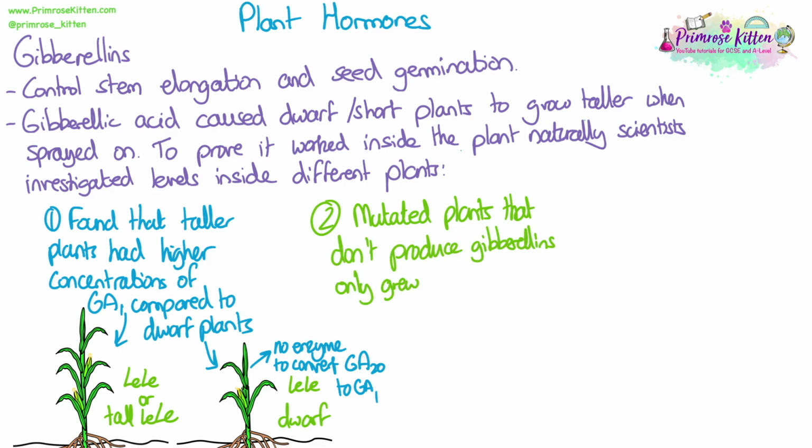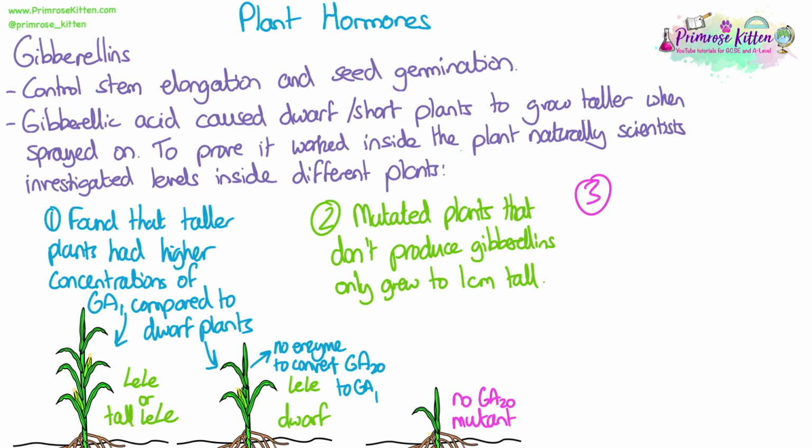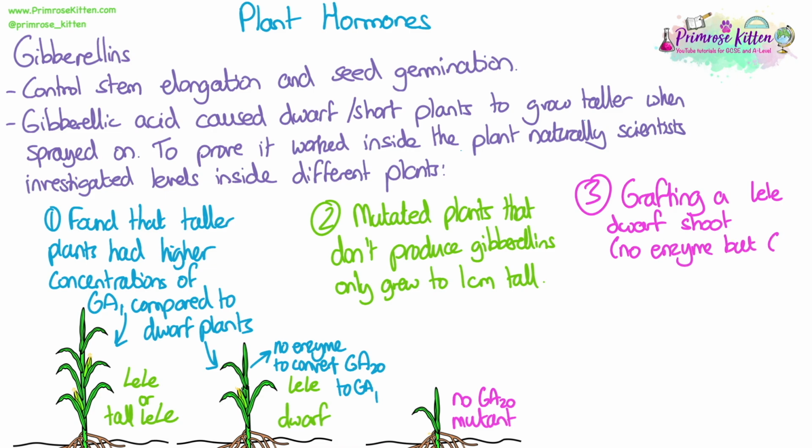They also found another type of mutation in plants that meant they didn't produce gibberellins at all, and these plants were only able to grow to about 1 centimetre tall. This is because they weren't able to produce the GA20, the precursor to GA1. So in order to determine that it was definitely the GA1 causing this elongation and growth in the tall plants, they grafted, which means they literally took the top of one plant and attached it to the bottom of another plant, and they grow together and form a new plant made of two halves.